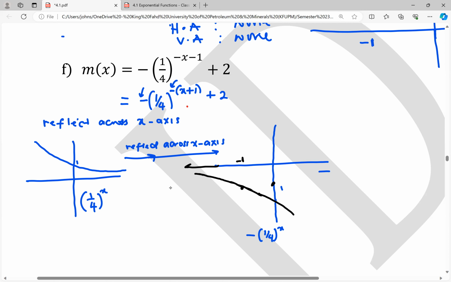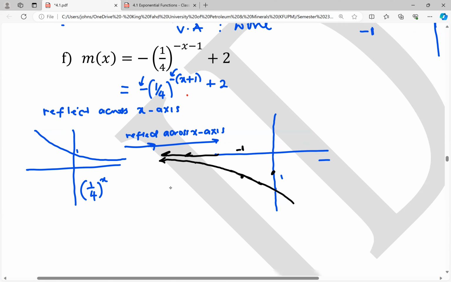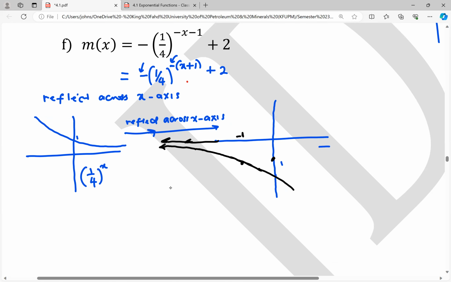Because you move this, the y-intercept will change. But the horizontal asymptote remains the same here. Then don't worry about this one. We can always find the y-intercept. So finally, we can add 2. 2 means you can take it up, right? So if you take it up, this is plus 2, so you just move 2 units up.